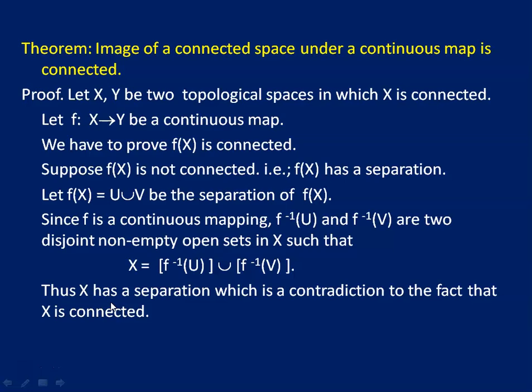We have X as a connected space and here we got that X has a separation. So we have a contradiction. So our assumption is wrong. We assumed here that F of X is not connected. Therefore, F of X is connected. This is all for this lecture. In the next lecture, we'll study some variants of connectedness, that is local connectedness and path connectedness.